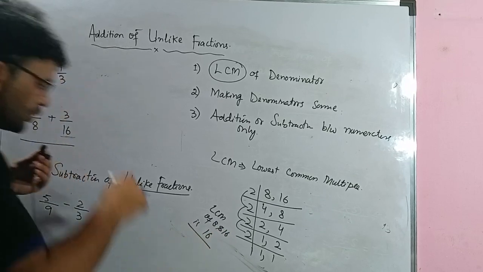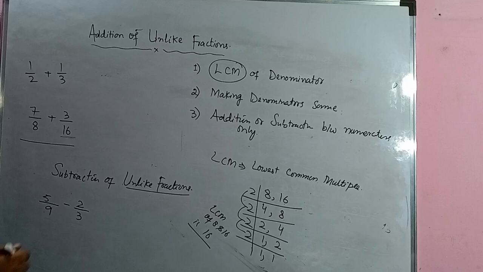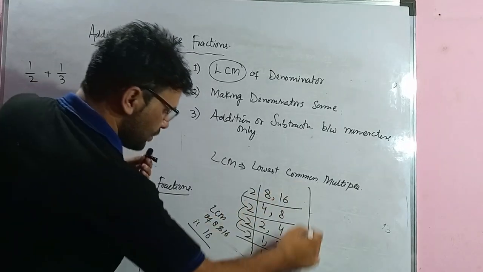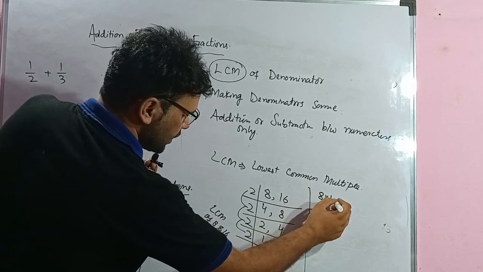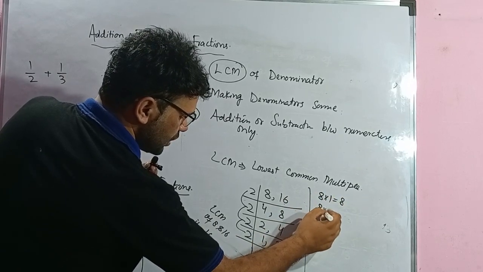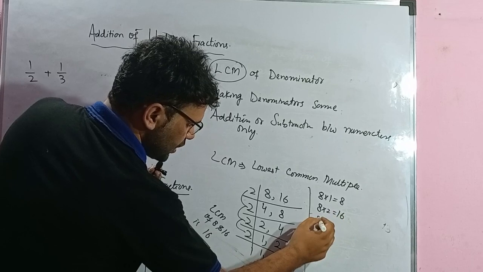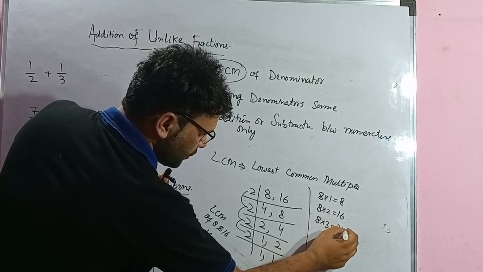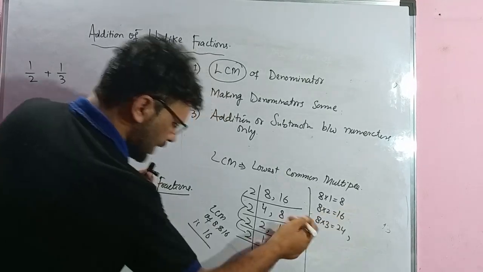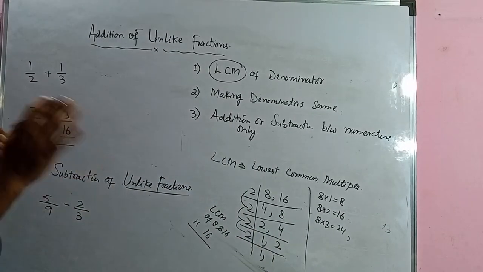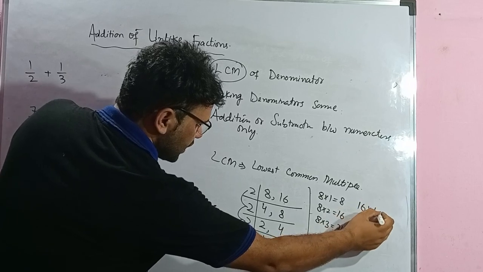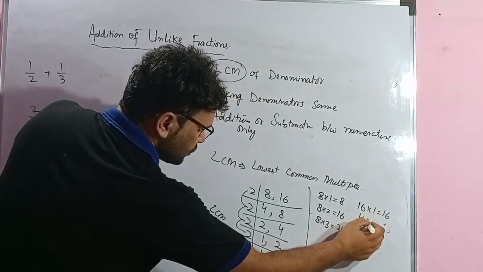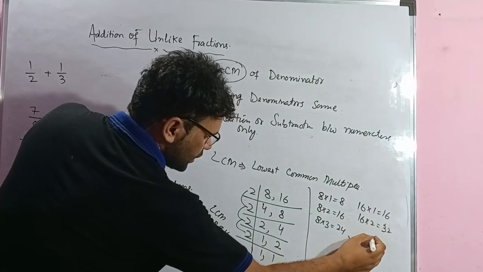What does that mean? Lowest common multiple. You can see here I will write the multiples of 8 first. 8 1s are 8, 8 2s are 16, 8 3s are 24. This is just the explanation. You can see what are actually the multiples. Now I will write the multiples of 16. 16 1s are 16, 16 2s are 32, and so on.